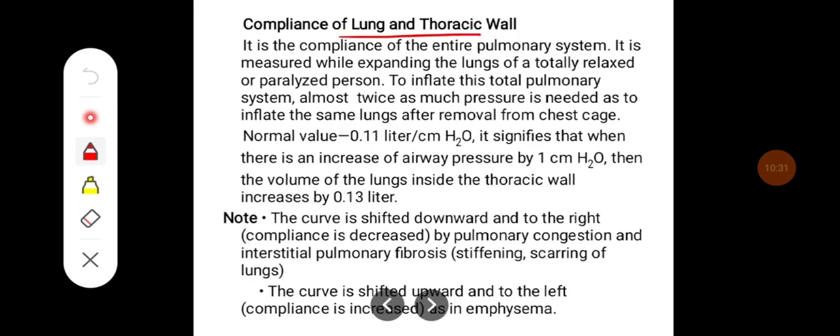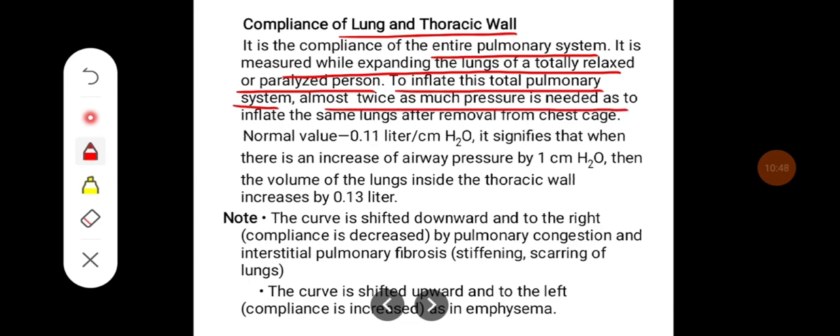Compliance of lung and thoracic wall. It is the compliance of the entire pulmonary system. It is measured while expanding the lungs of a totally relaxed or paralyzed person. To inflate this total pulmonary system, almost twice as much pressure is needed as to inflate the same lungs after removal from the chest cage. The normal value is 0.11 liter per centimeter of water.